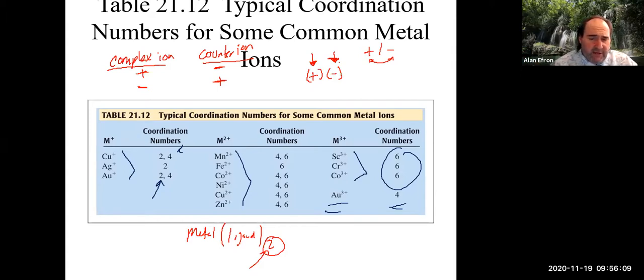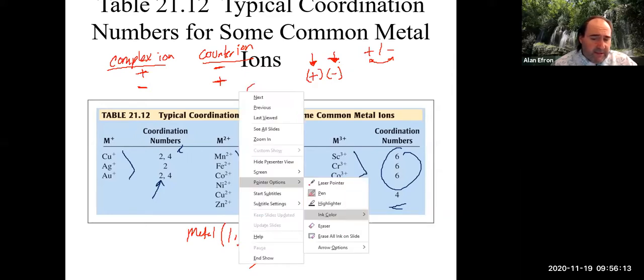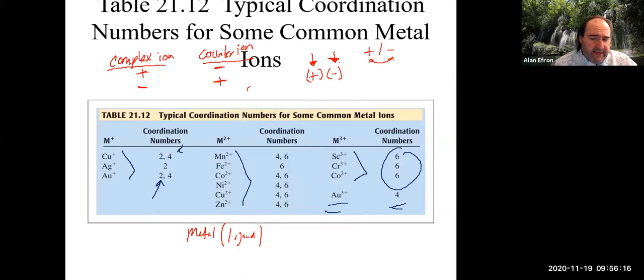Something that we also talked about in an earlier chapter when we talked about Kf, which again is that equilibrium constant for complex ions. A reminder that basically what happens is the ligands do attach one at a time. So it is a stepwise fashion, as we talked about.